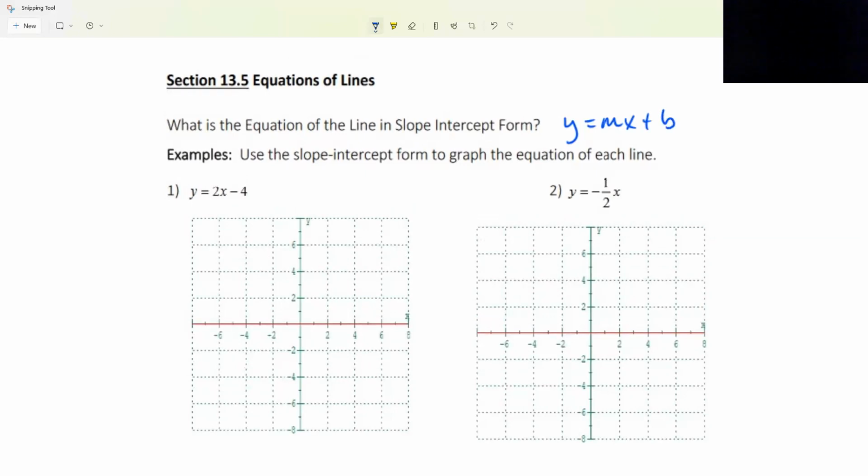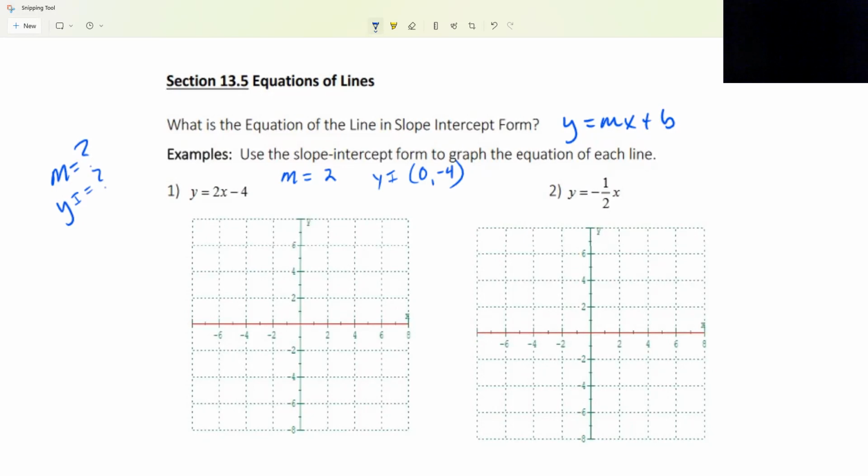So what you want to do, with these equations, is be able to say, hey, what's the slope and what's the y-intercept? When it's in this form, you know what they are, because you're staring at it. So you know the slope here is 2, and you know that the y-intercept is (0, -4). Now this makes it really easy to plot the line.